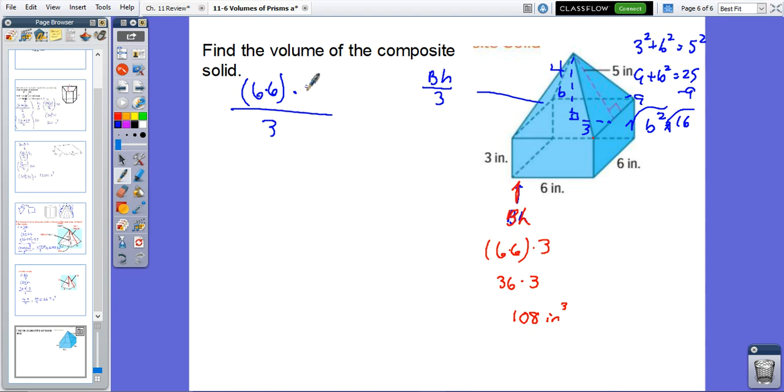Perfect. So let's put that in here. We got 4, so we have 36 times 4 over 3, and this does reduce right there. So we end up getting 12, and then 12 times 4 gives us 48 inches cubed. Now that's the two individual volumes, but the question is, what's the volume of the whole figure together? Well, we're going to add our 108 to that. So we got 108 plus 48. We end up getting 156 inches cubed.